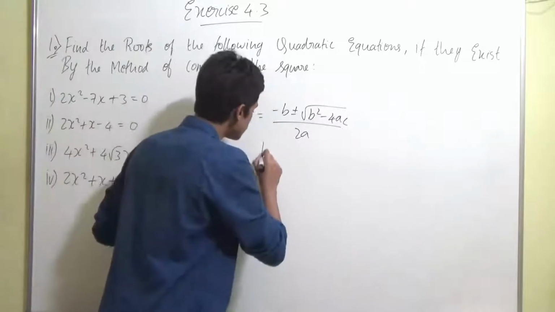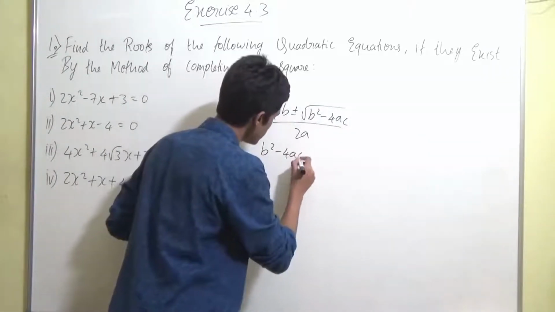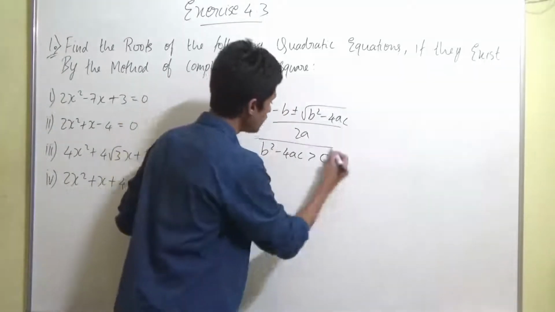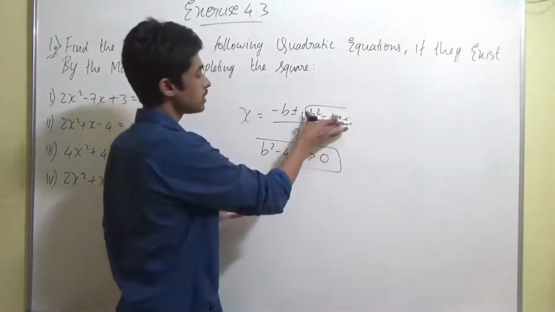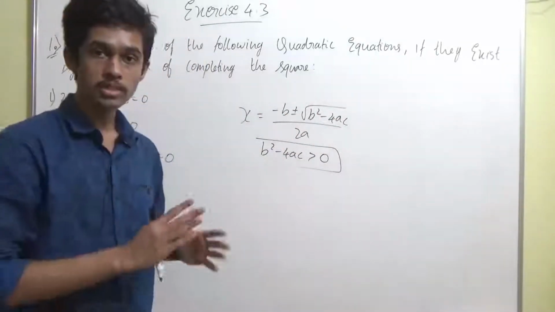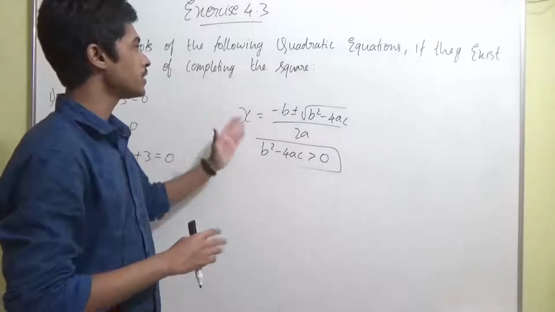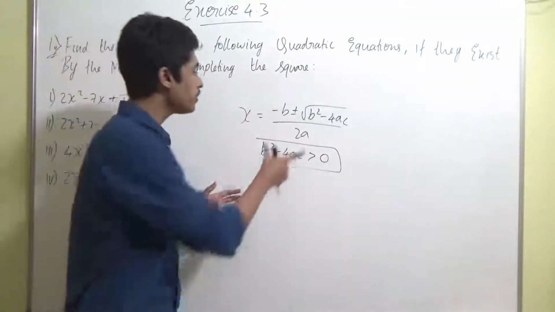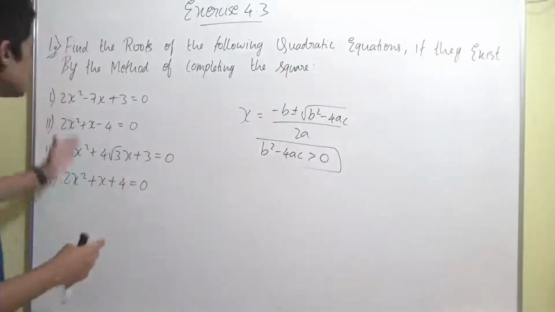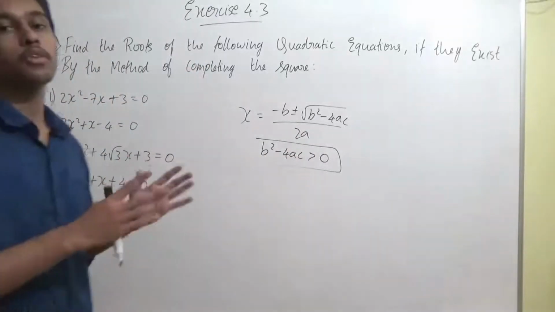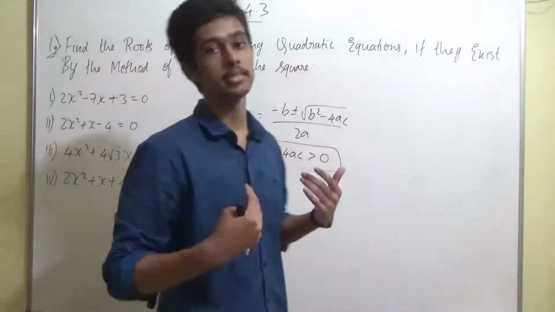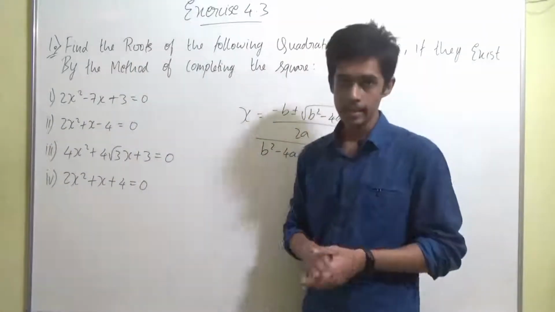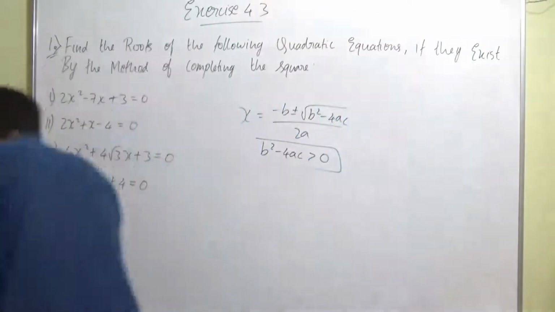So first you have to check whether b square minus 4ac is greater than 0. Only if it is greater than 0, that is, if the quantity inside the root is positive, only then will you go ahead and find the root using the completing the square method. And if it comes out to be negative when you check these equations, there itself you can conclude that this equation doesn't have a real root. Getting it, guys? So let's go ahead now.